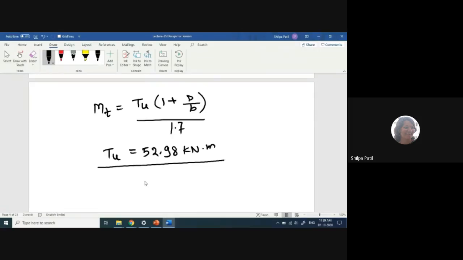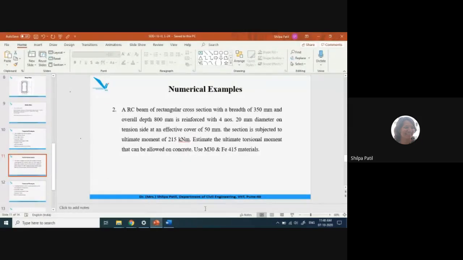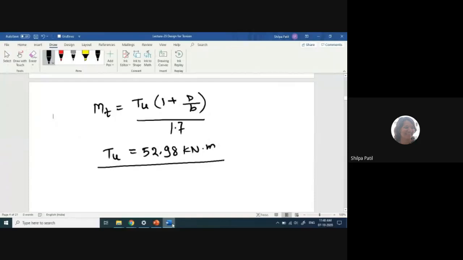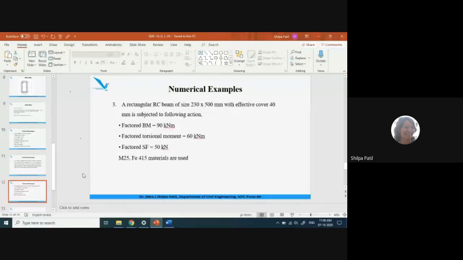We have to find out the ultimate torsional moment. Is it clear? This is one particular type of problem which can be asked based on torsion. Now we'll consider the next problem. Any doubts in this? Students: No, ma'am. Okay. So the next problem is this one.